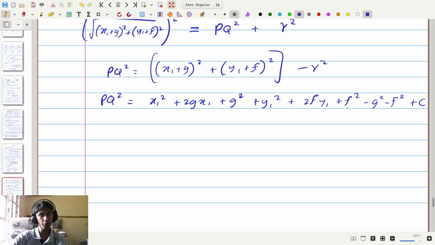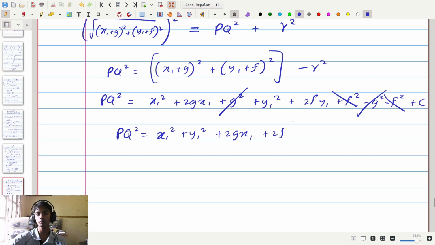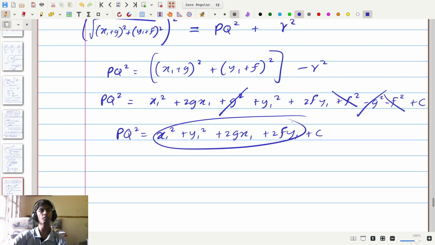Now then, at this point we can see over here we have a plus g squared, over here we have a minus g squared which can be cancelled, and then similarly we have a plus f squared here and a minus f squared here which can be cancelled like this. And then if we consider what we're left with, pq squared is equal to x1 squared plus, and I'm actually going to take this y1 squared to the front to keep the pattern, so we're going to have x1 squared plus y1 squared. Next I'm going to write this 2gx1, so we have plus 2gx1 and plus 2fy1 and then plus c. So this is the value of pq squared.